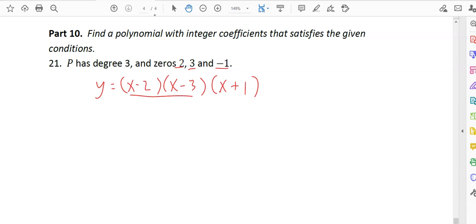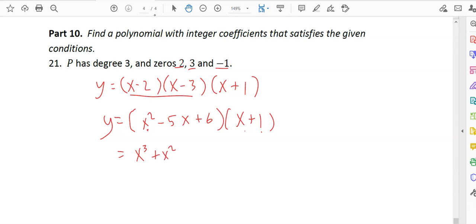I would just FOIL these together maybe to start. This would be x squared minus 2x minus 3x is minus 5x plus 6, times x plus 1. And then FOIL that together. You're going to get x squared times x is x to the third. x squared times 1 is plus x squared. Negative 5x times x is negative 5x squared. Negative 5x times 1 is negative 5x. 6 times x is plus 6x. And 6 times 1 is plus 6.